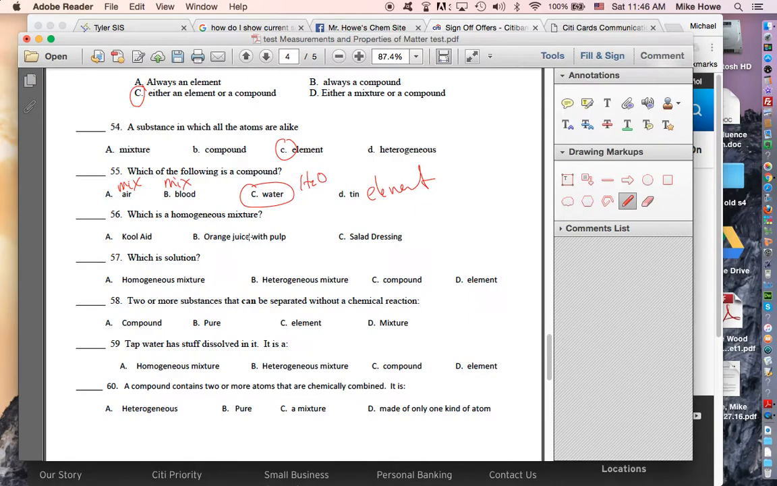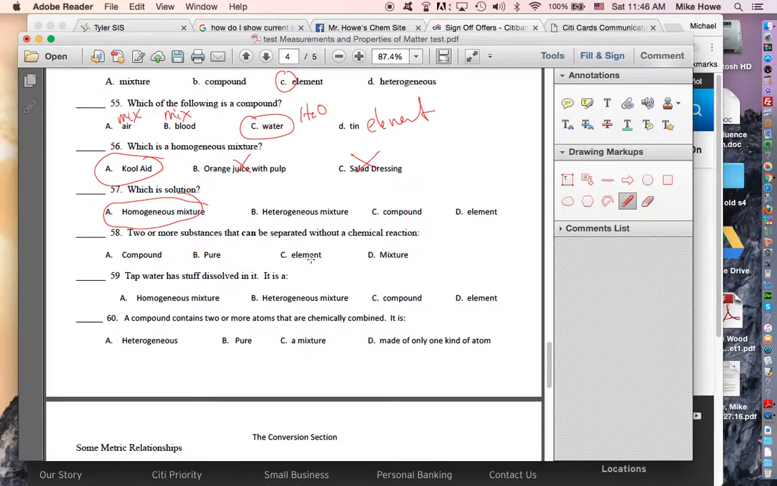Okay, a homogeneous mixture will be something that was evenly mixed. Well, you know you have to shake salad dressing, so that rules that out. And orange juice with pulp has a bunch of stuff in it you need to shake up before you drink it, so that just leaves Kool-Aid to be a homogeneous mixture. But once you mix Kool-Aid, it's mixed. It's even. A solution is a homogeneous mixture. It's even. So the best answer is that.